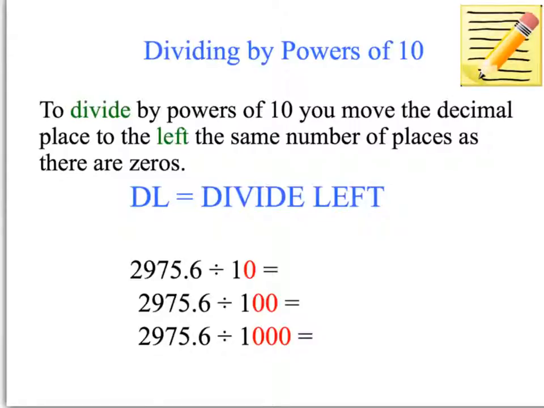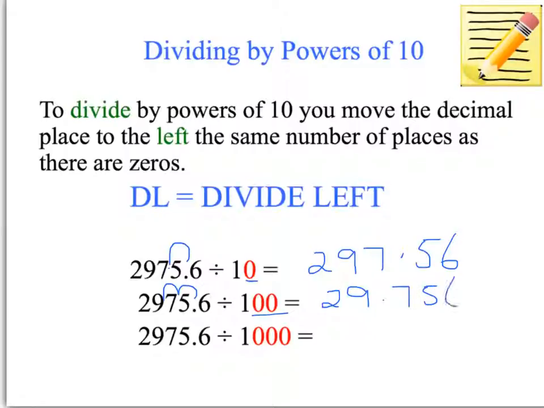So for the first one, obviously there is one zero. Remember we're going left this time, so we're moving our decimal place to the left, and then we put it in there, so it's 297.56. Now the second one, 29.756. This next one, three decimal places, 1, 2, 3. So 2,975.6 divided by 1,000 is 2.9756.